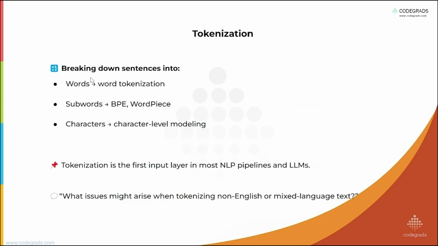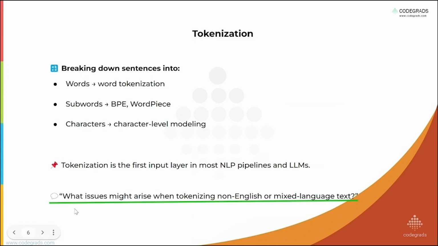So tokenization is another part of the preprocessing technique. Now here we break down the sentences into words, subwords or characters. For words we use word tokenization. For subwords we use byte pair encoding, WordPiece, and SentencePiece is also available. For characters we have character-level modeling. Tokenization is the first input layer in most NLP pipelines and LLMs.